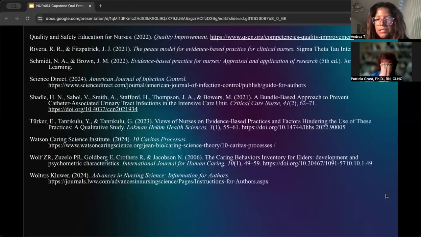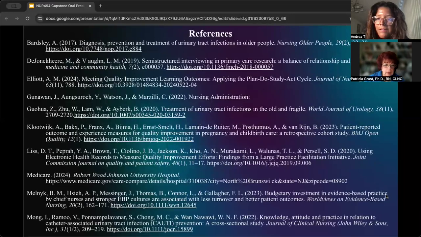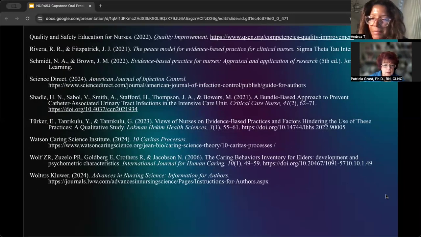And these two pages reflect my references used throughout my project. Thank you very much for coming to my Capstone 2 oral presentation.